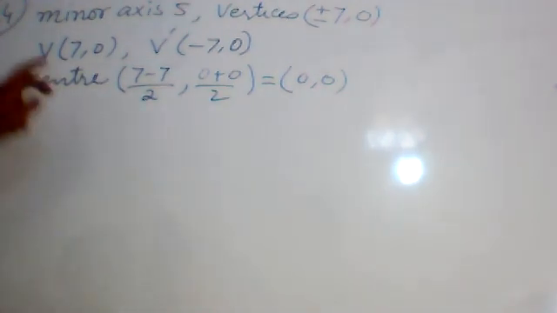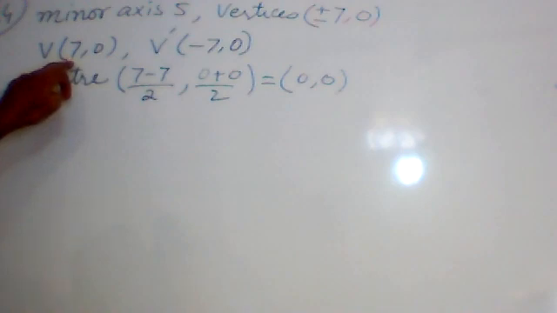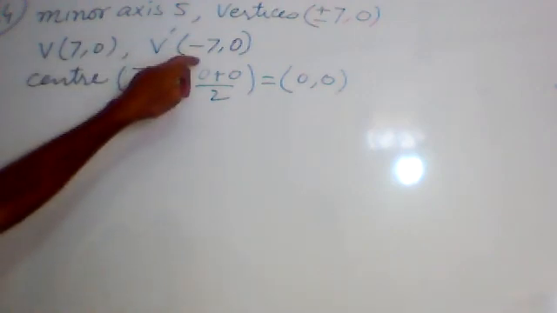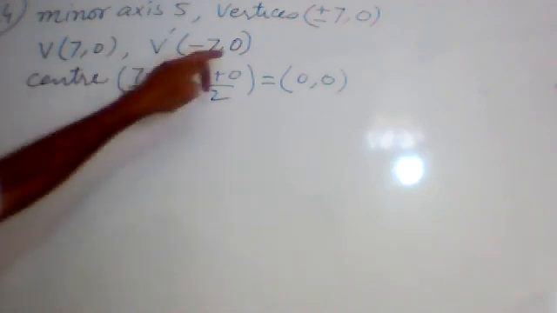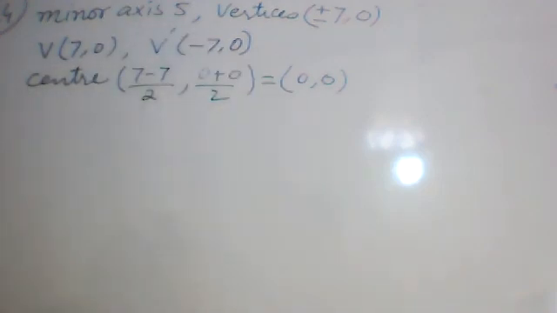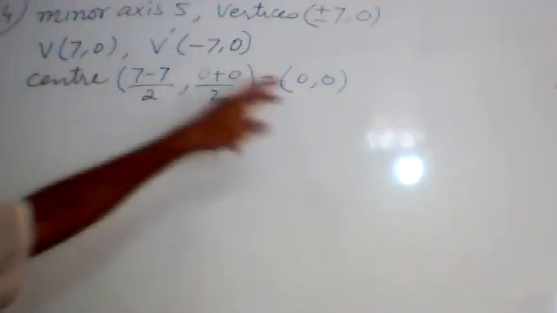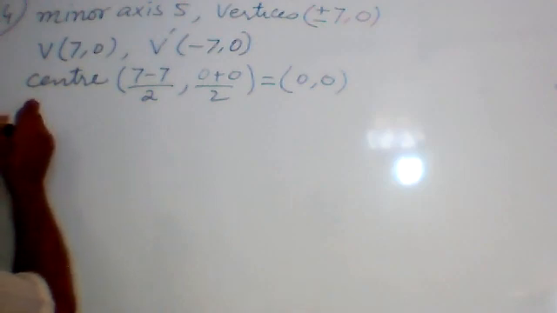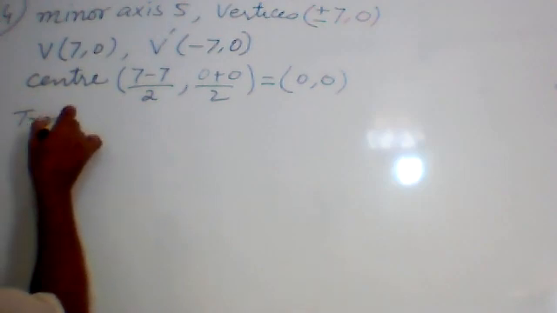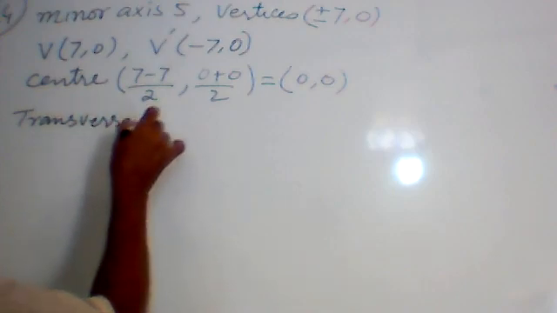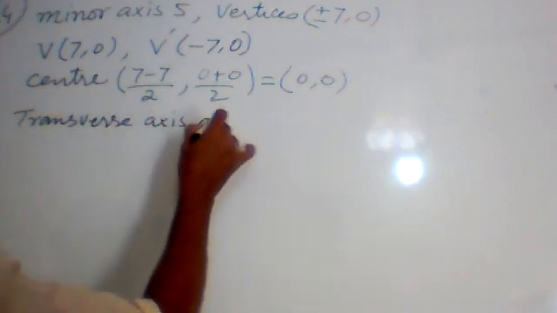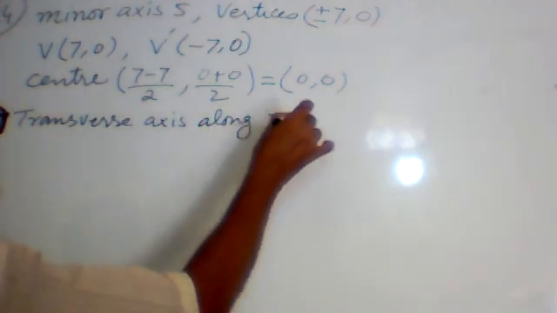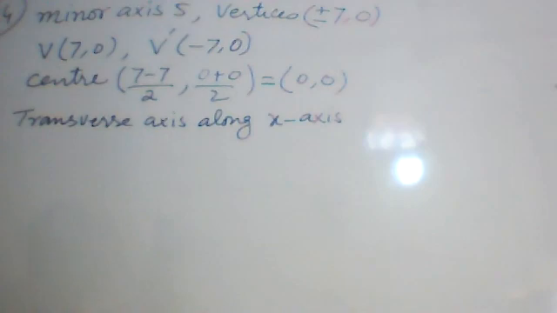Now the vertices: the x coordinate is going to change from 7 to minus 7, and the y coordinate remains the same, 0. Here also 0. It means there is no change in the y coordinate. Only the x coordinate is going to change. Therefore, the transverse axis is along the x-axis.